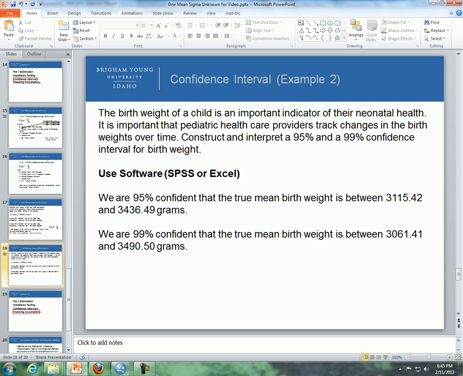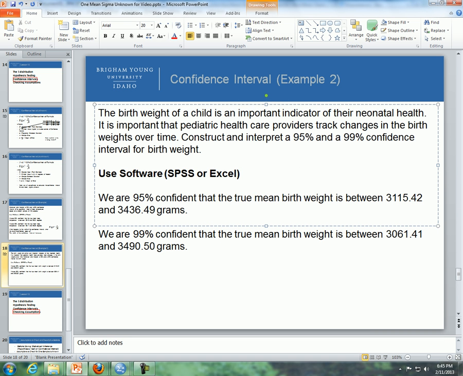But how we interpret it is we say we're 95% confident that the true mean birth weight is between these two numbers, 3,115.42 and 3,436.49. And then we're 99% confident that the true mean birth weight is between these two numbers, 3,061.41 and 3,490.50. Okay, so that's how you construct and interpret a confidence interval when we're dealing with one mean, standard deviation unknown.